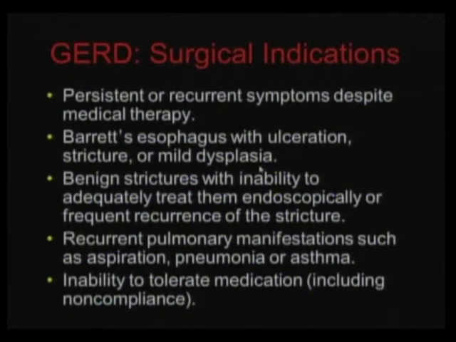What are the indications of the surgery, okay, in patients with gastroesophageal reflux? We have to know the indications because probably we will have to perform the pre-operative examination. So persistent or recurrent symptoms despite medical therapy, okay, Barrett esophagus with ulceration, stricture, or dysplasia, okay? Benign strictures due to inability to treat them endoscopically with dilation or frequent recurrence of the stricture, recurrent pulmonary manifestation like aspiration, pneumonia, asthma, or inability to tolerate the medication, okay?